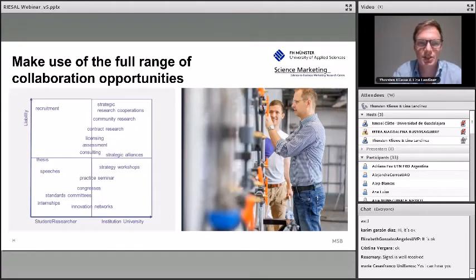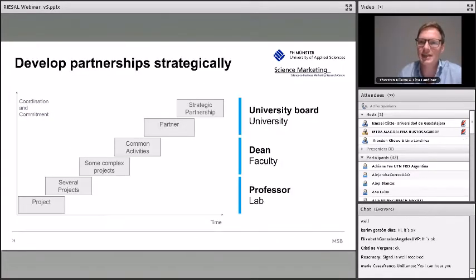We can have internships for our students. We can help them in terms of recruitment by connecting the students with them. We can write a thesis together. So there are lots of different ways we can engage with businesses. And it's important to understand that there is not just one or two ways, but a lot of different channels we can use.